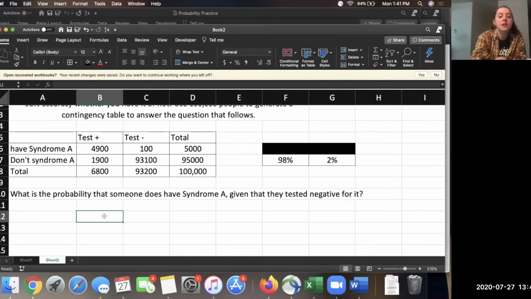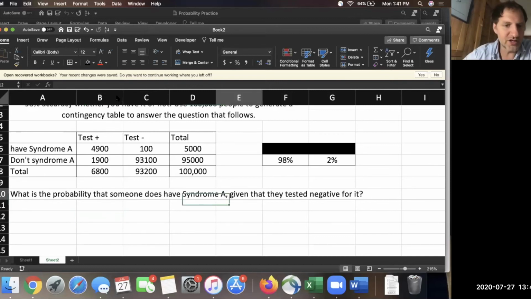So we would just need the people that have syndrome A over the people that tested negative for it. It sounds pretty good. What's the key word that tells you this is conditional? Given. That's right. So this key word here, given, is the one that really draws you in to say, oh, wait, this is conditional. So you've got to break out your black marker.